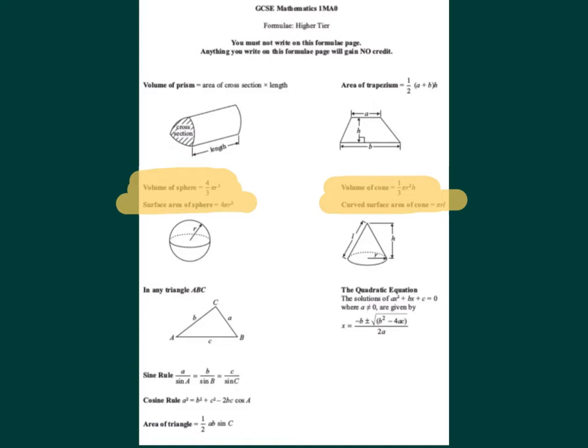And I've copied these formulae onto your worksheet, so you won't have to keep coming back to this part of the video. You just need to look there. And once you've got the correct formula for your question, all you need to do is substitute in the correct measurements. So let's have a look at some questions.